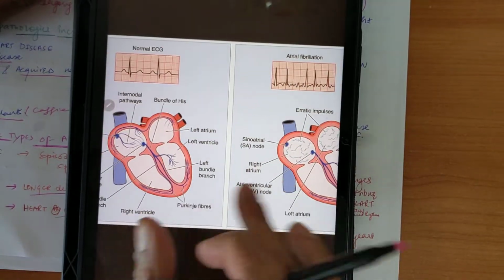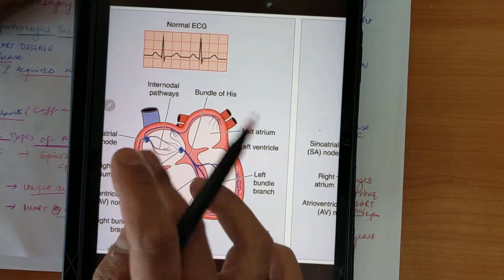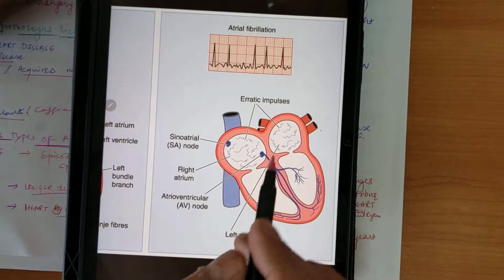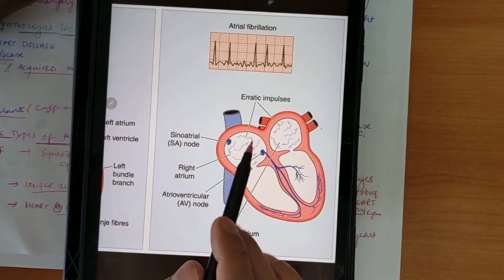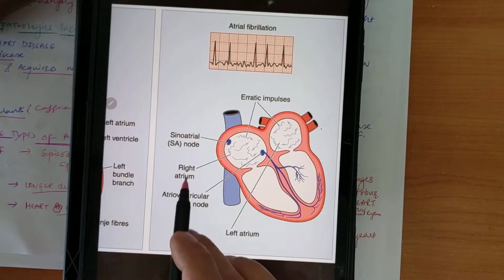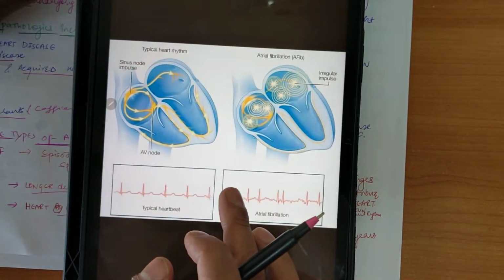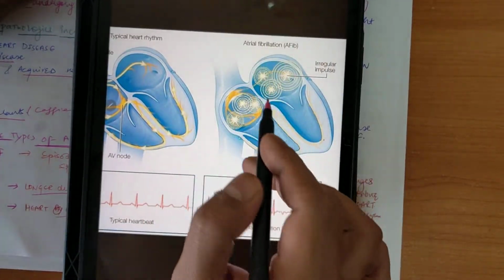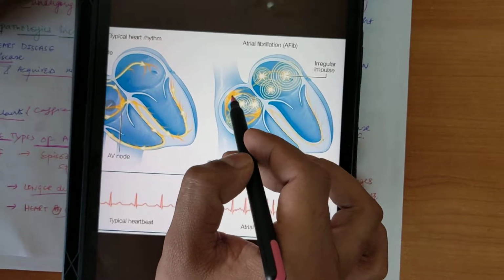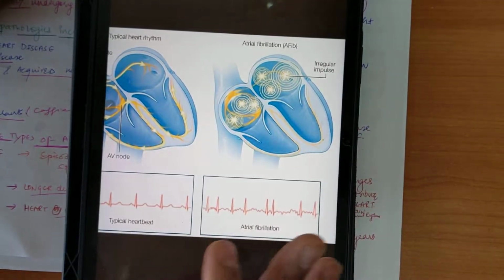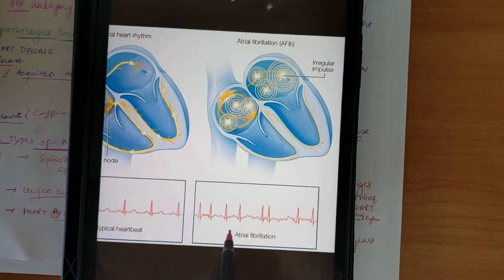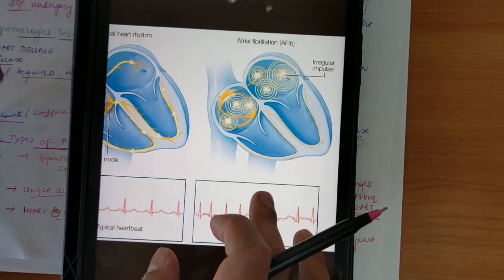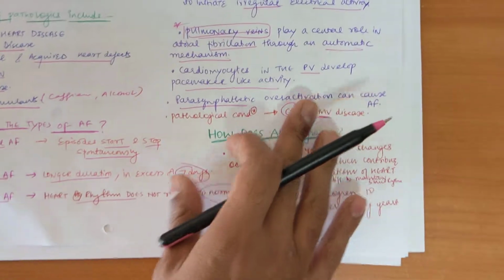If this impulse lies in a different area, away from the sinus node, which is the first pacemaker, you can see erratic impulses being generated here. This is the left atrium, and these impulses lead to the condition. In this diagram you can see the normal heart rhythm, and this is atrial fibrillation, with irregular impulses generating from here, then going to this area, then that. Because of that, there is irregular contraction. This is the ECG of atrial fibrillation, a very irregular heart rate. This is a normal ECG. So a patient with atrial fibrillation develops it like this.